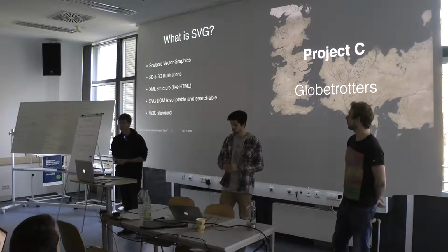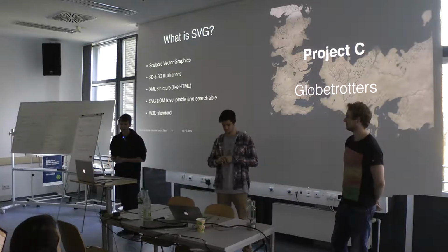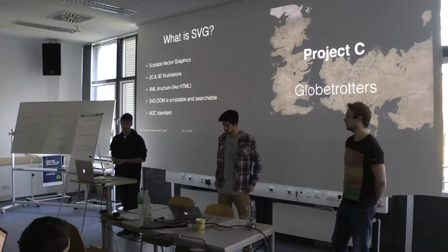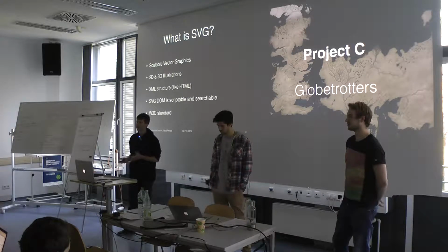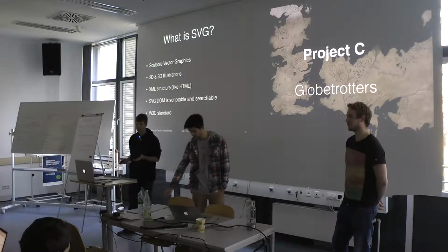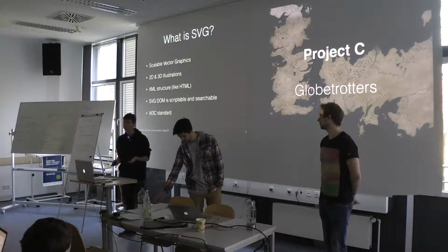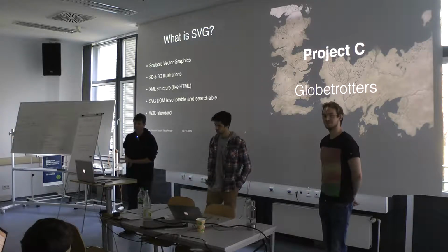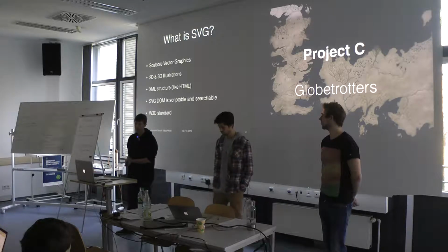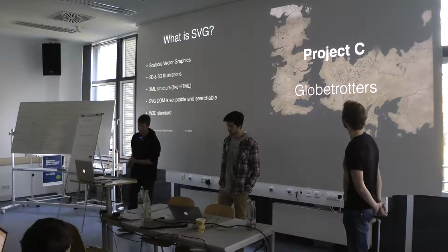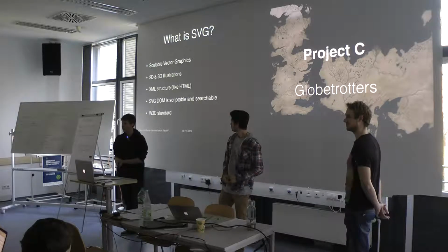SVG are scalable vector graphics, which are used for 3D and 2D illustrations, but mainly for 2D illustrations. It features an XML structure. It's similar to HTML, so if you know HTML, you can possibly learn SVG quite fast. And the SVG DOM is like the HTML DOM, scriptable and searchable. And it's an official standard, and it's commonly adopted.